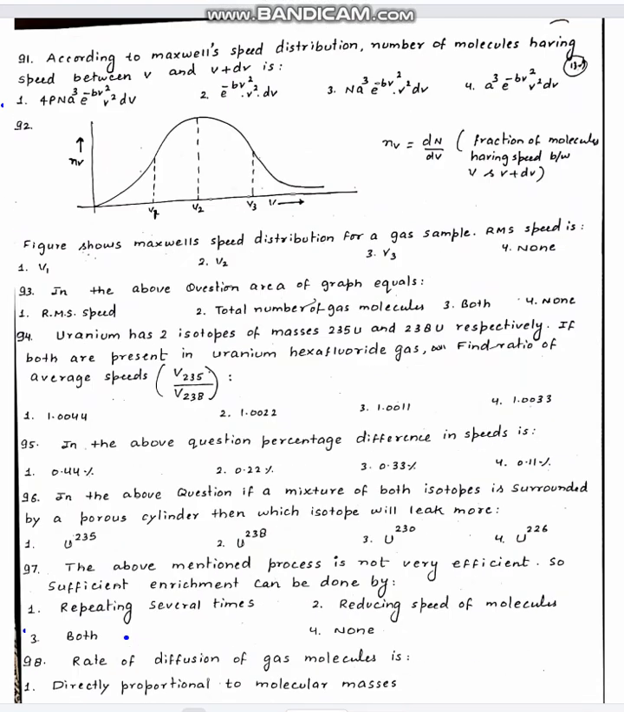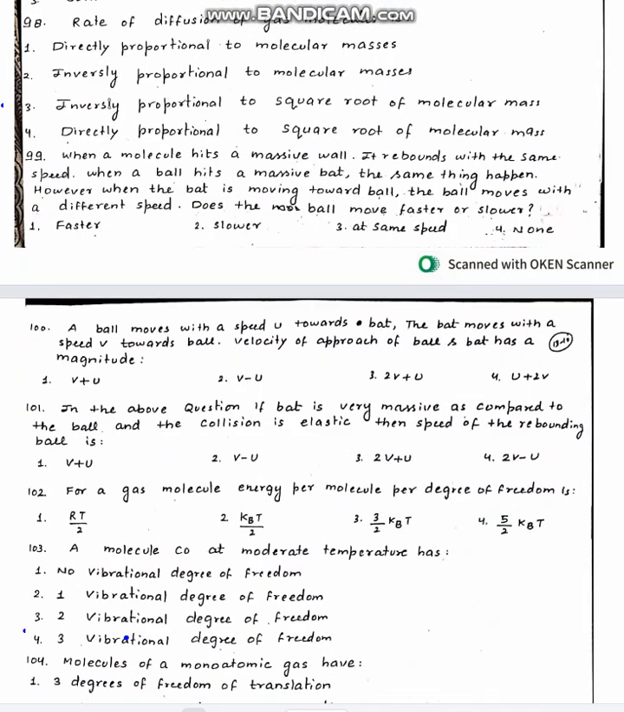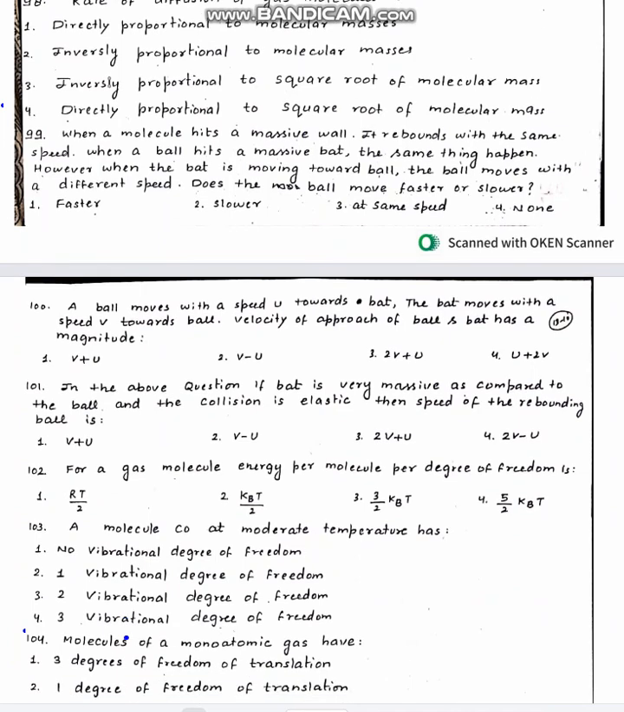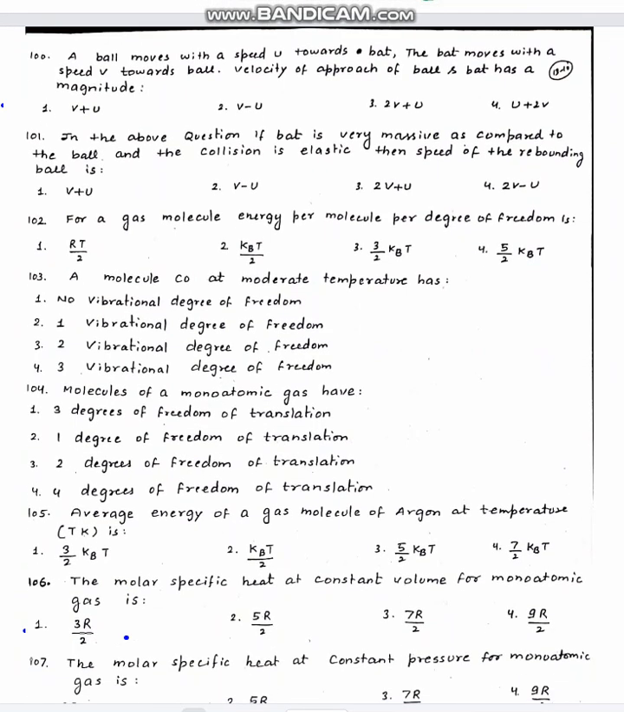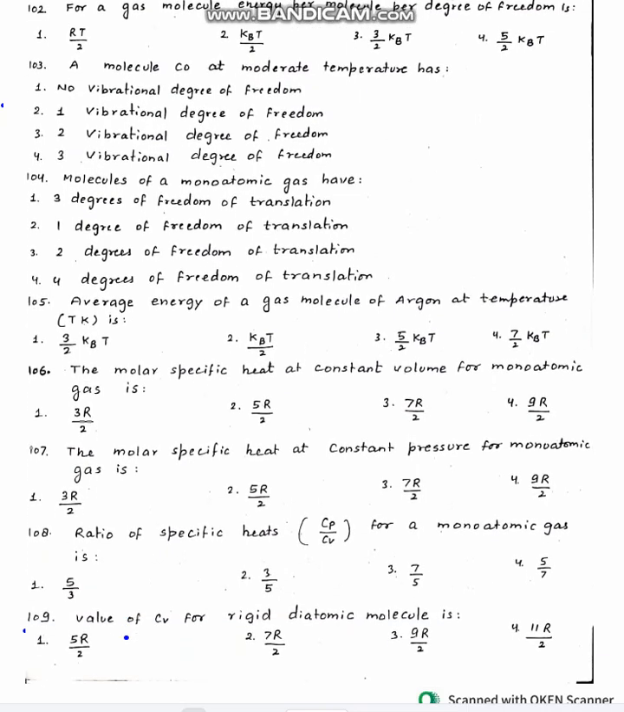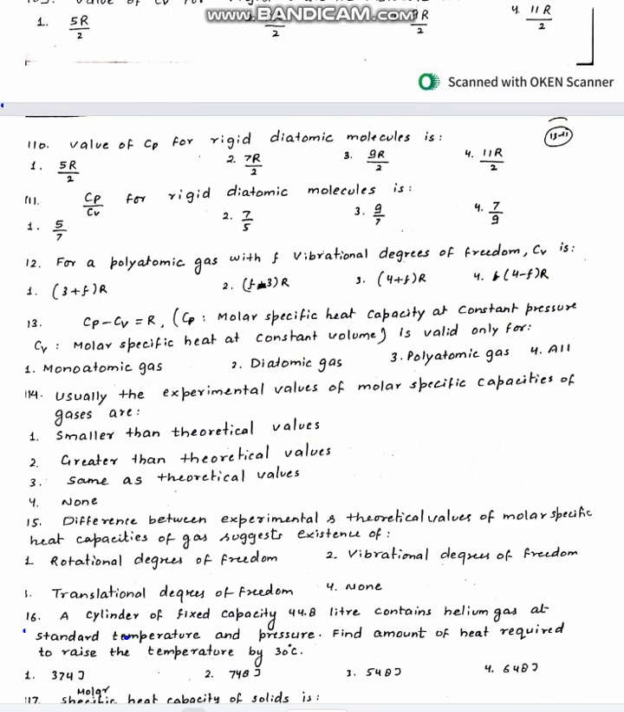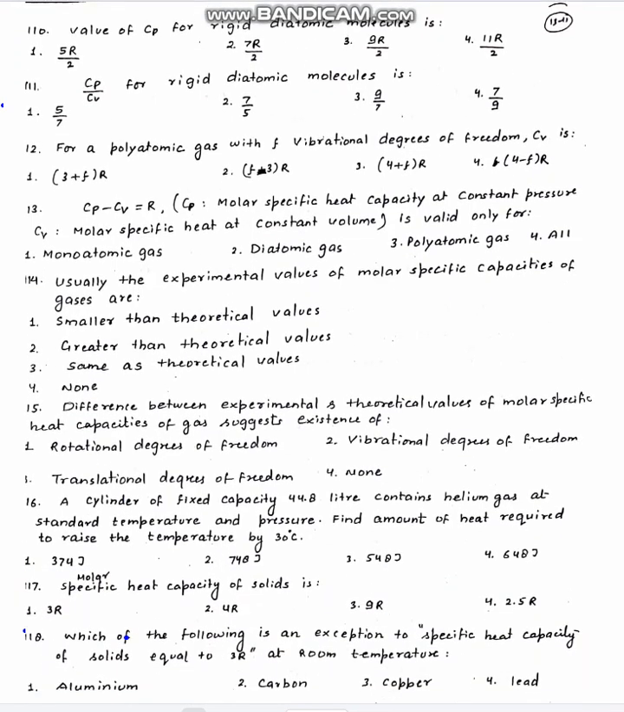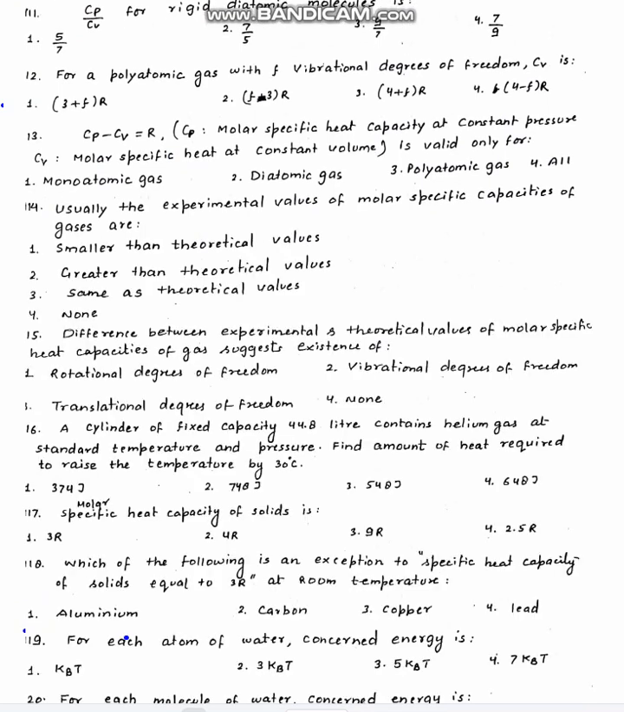Then we have ratio of average speeds. Then diffusion of gas molecules, then collision between gas molecules and walls, change in momentum, initial and final velocity, per degree energy per molecule per degree of freedom, moderate temperature, high temperature, average energy, small specific heat, Cp, Cv ratio. For different types of gases, then polyatomic gases. Then experimental value of molar specific capacities of gases.